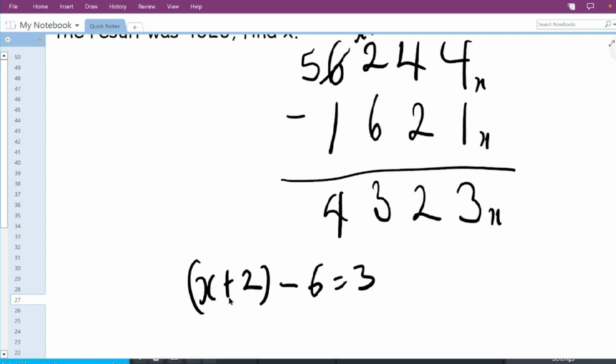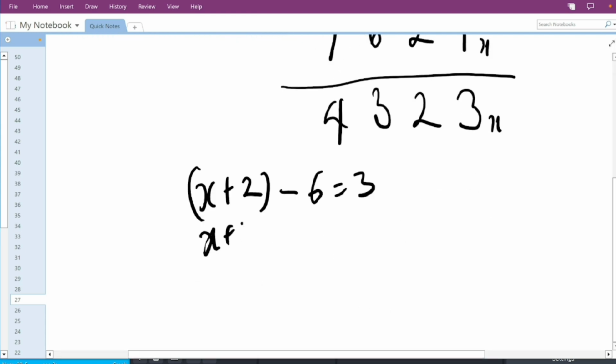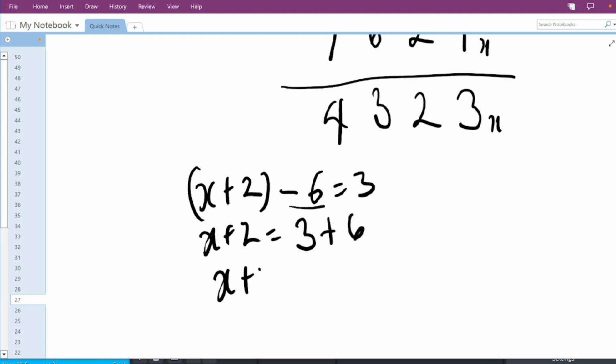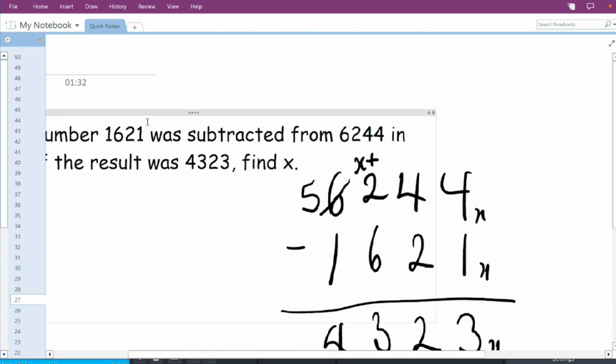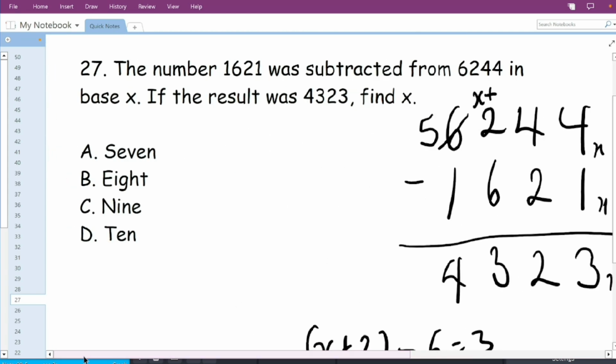Now this turns into something of simple algebra. Then we have x plus 2 minus 6 equals 3. Minus 6 crosses the equals sign and turns to plus 6. We have x plus 2 equals 3 plus 6, that's 9. x equals 9 minus 2. The plus 2 crosses the equals sign and turns to minus 2. 9 minus 2 is 7. So the base we are working on is base 7. Now we know our answer is base 7. Our answer is therefore A, 7.